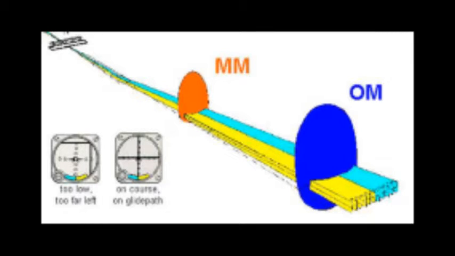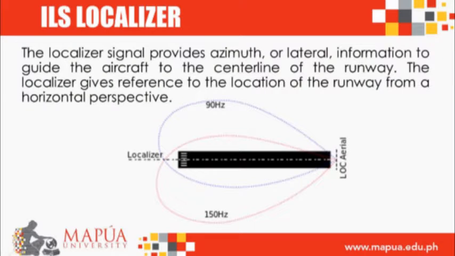As you can see, we have here a three-dimensional depiction of the instrument landing system. We have here the outer marker and the middle marker. They are the ones that provide the range information, and in the far end of the runway we can see the localizer antennas, and they are the ones that provide the guidance information together with the glide slope.